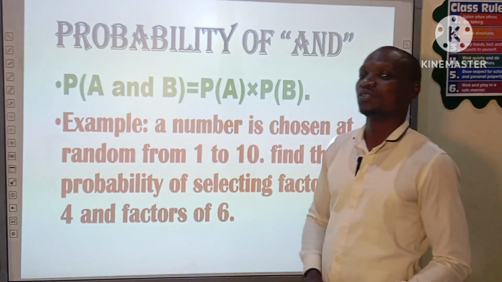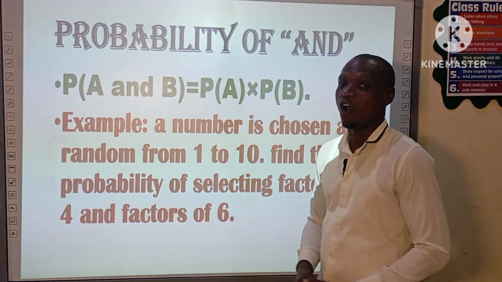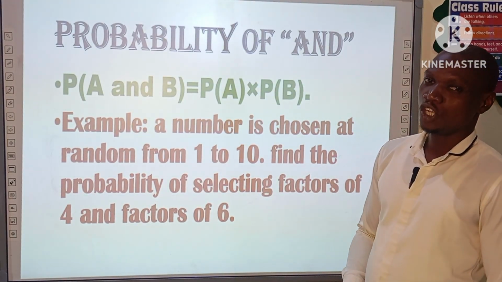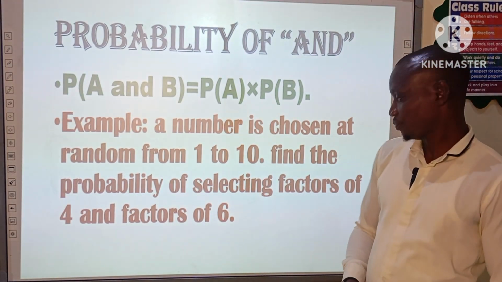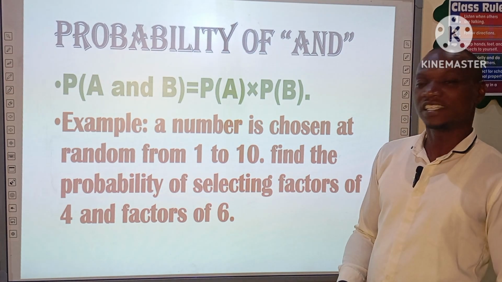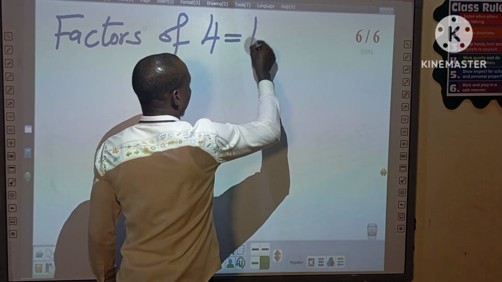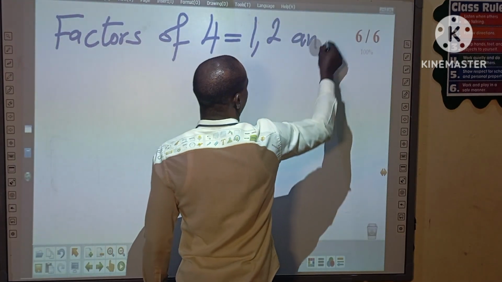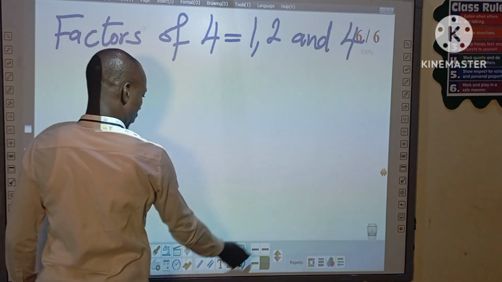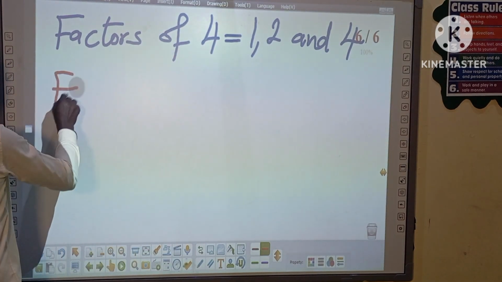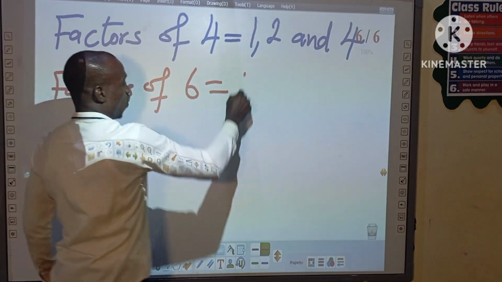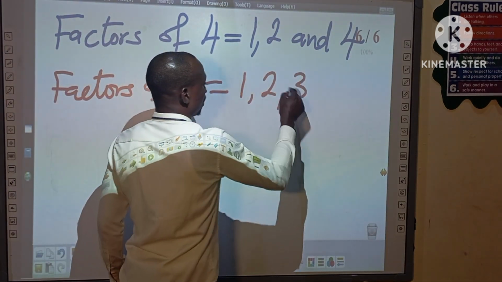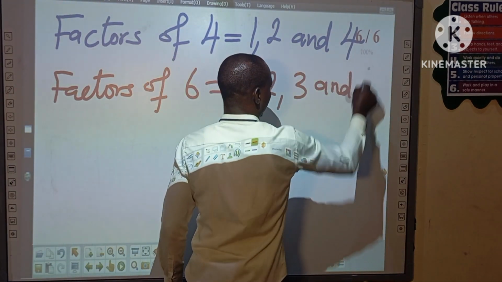The first thing we must do is to list out the factors of 4 and the factors of 6, to know the numbers that are factors of 4 between 1 and 10 and factors of 6 between 1 and 10. Let's do this. Factors of 4 will be equal to 1, 2, and 4, while factors of 6 will be equal to 1, 2, 3, and 6.